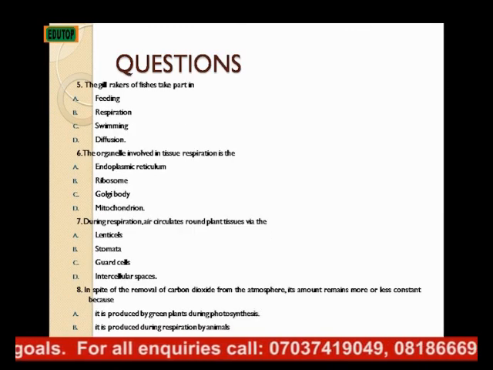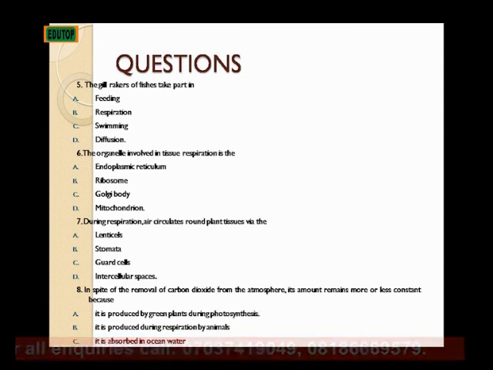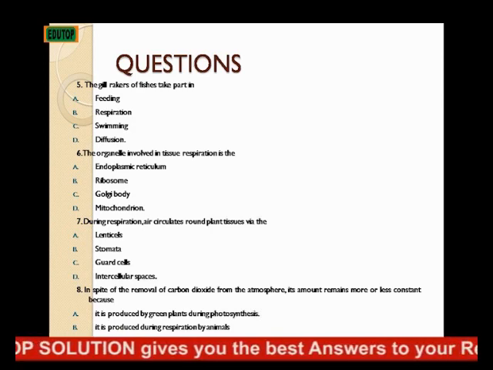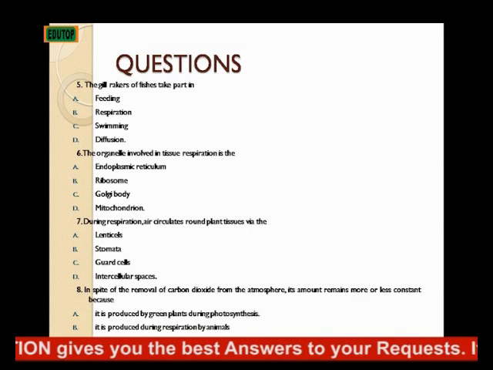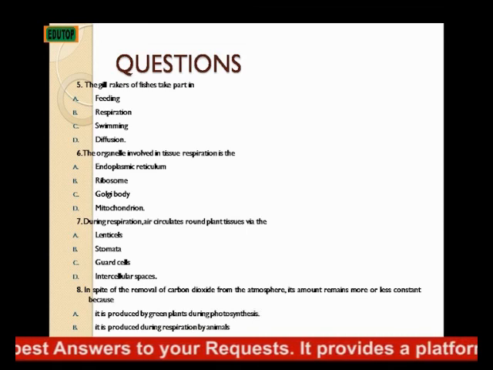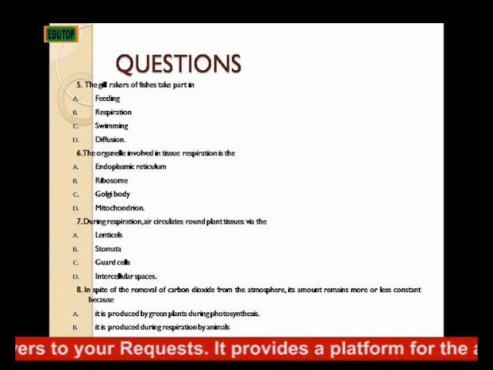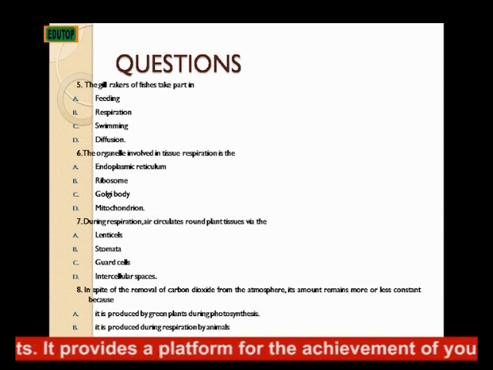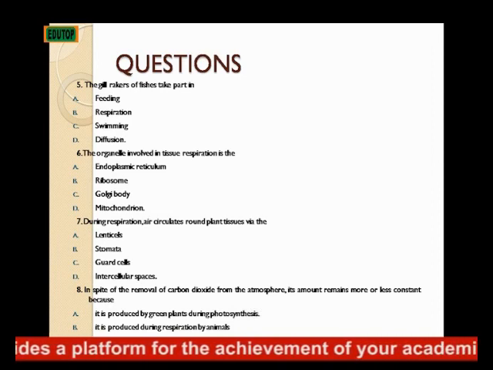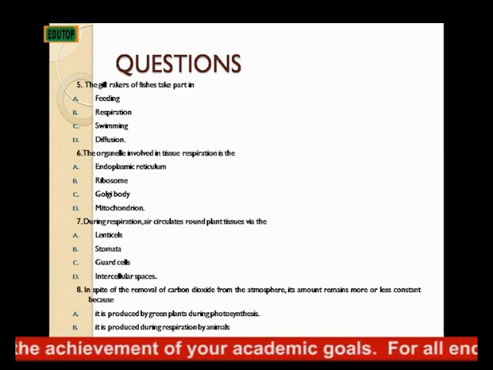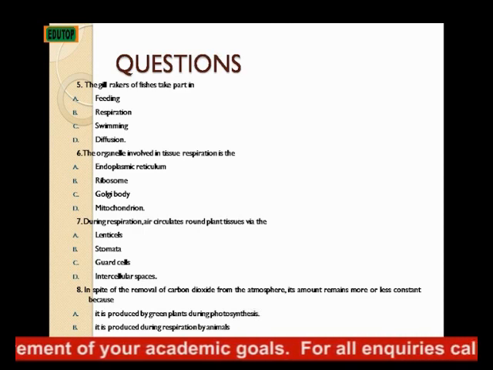Number 5, the gill rakers of fishes take part in feeding, respiration, swimming, diffusion. Number 6, the organelle involved in tissue respiration is the endoplasmic reticulum, ribosome, Golgi body, the mitochondria. Number 7, during respiration, air circulates around plant tissue via the lenticels, the stomata, the guard cells, or the intercellular spaces. Number 8, which is the last question.